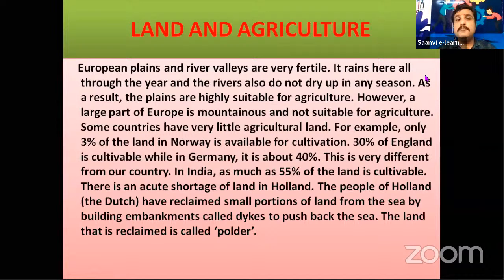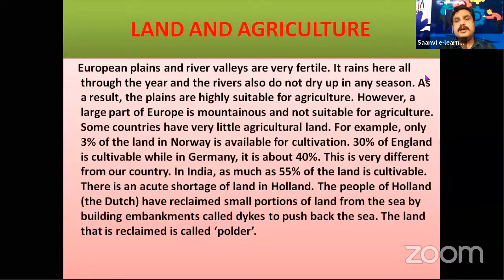European plains and river valleys are very fertile. What do you mean by fertility? Fertility is the quality of the soil. In fertile soil, crops grow quickly. It rains here all throughout the year, and the rivers do not dry up in any season. What may be the reason for that?